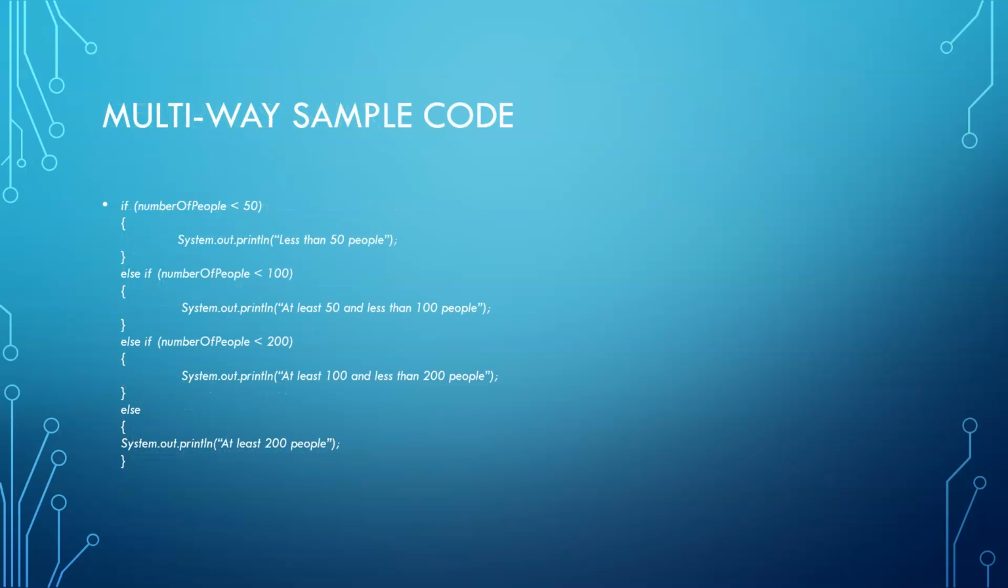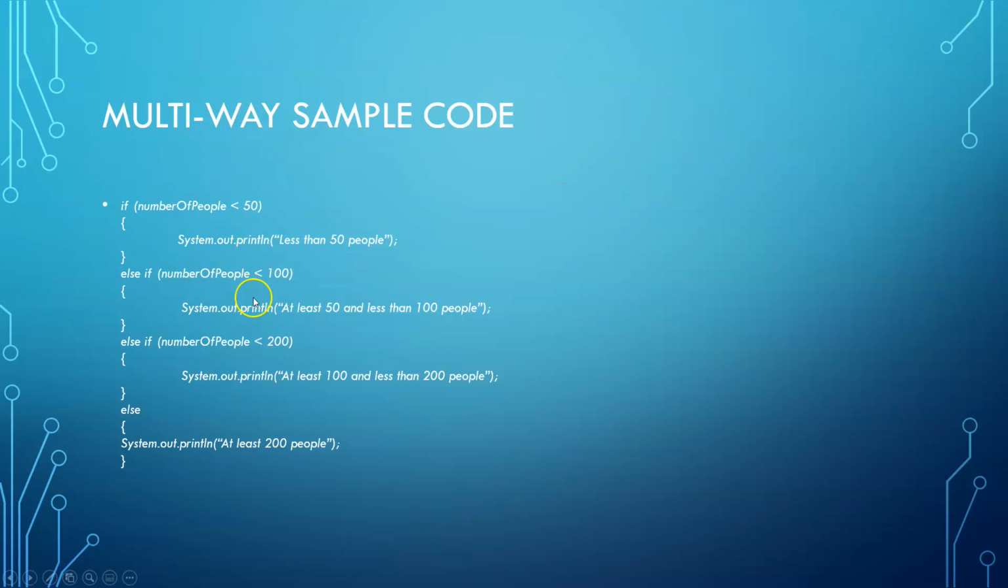So here's a sample code of that. I have if number of people is less than 50, I'm just going to output that it is less than 50. Else if the number of people is less than 100, it's at least 50 and less than 100. Else if less than 200, it's at least 100 and less than 200, and then otherwise it's at least 200.